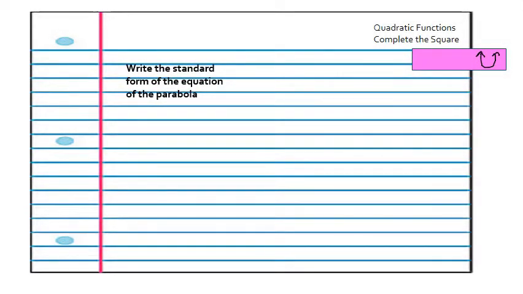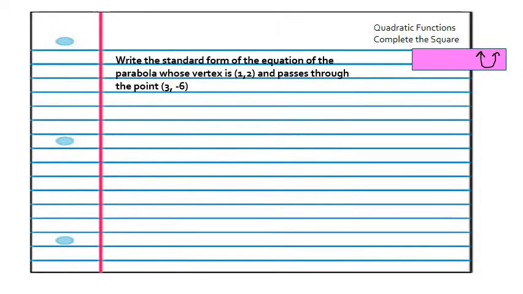Okay, let's write the standard form of the equation of a parabola. Remembering that the standard form of a parabola is what I call vertex form, and so do a few other books, is that y equals a, which is a scale factor, times x minus the h, the locator, squared, plus the k.